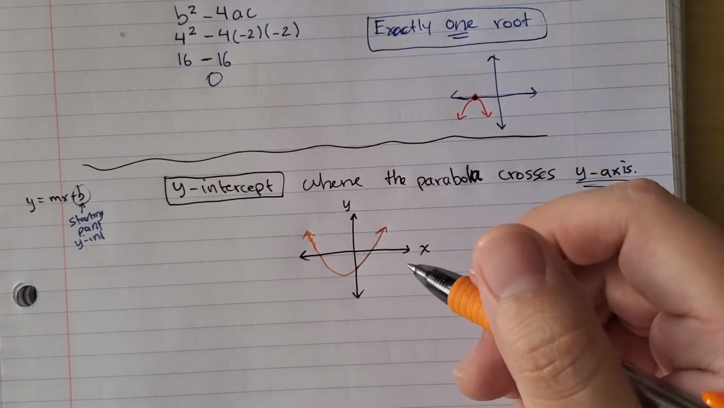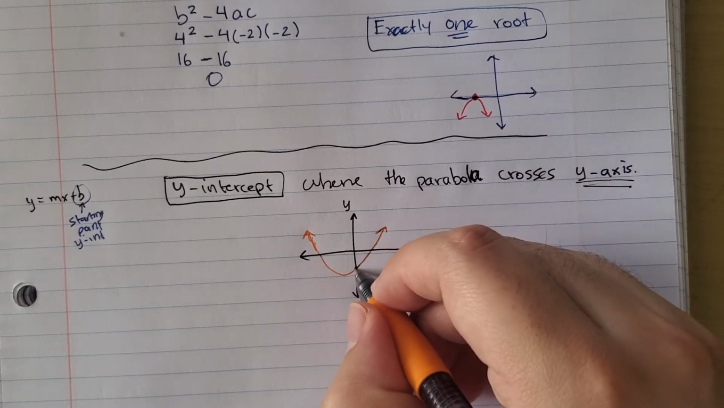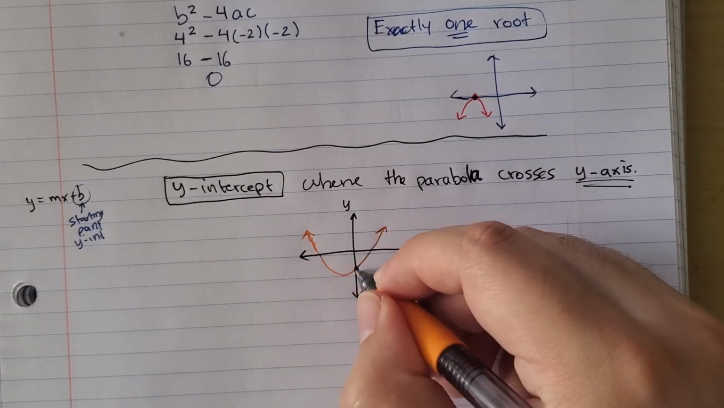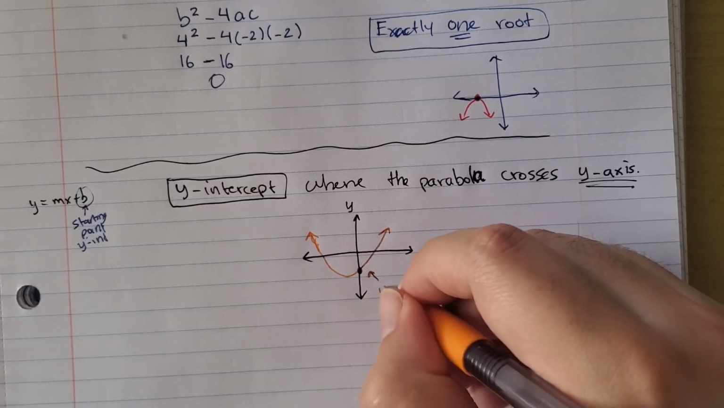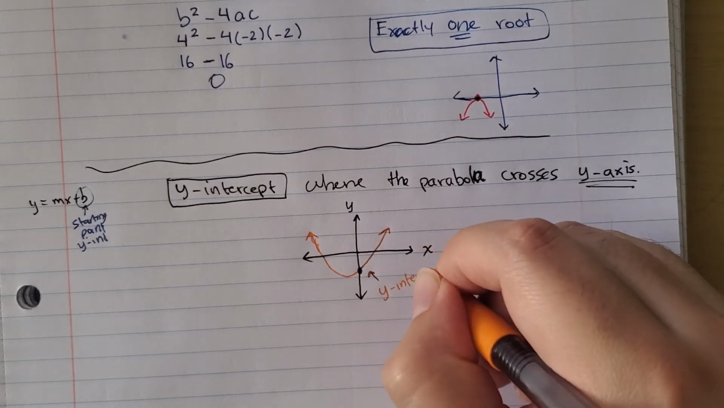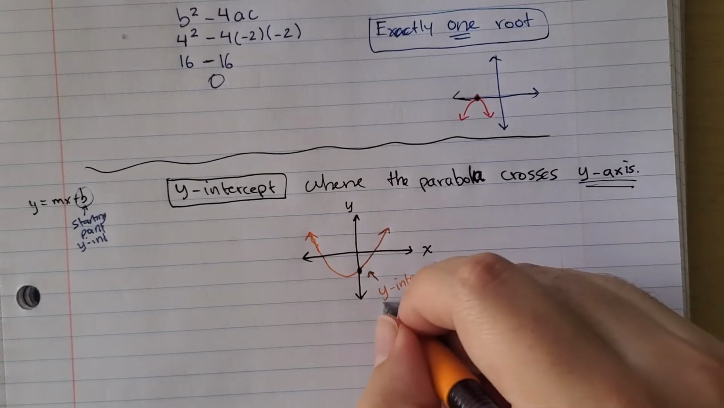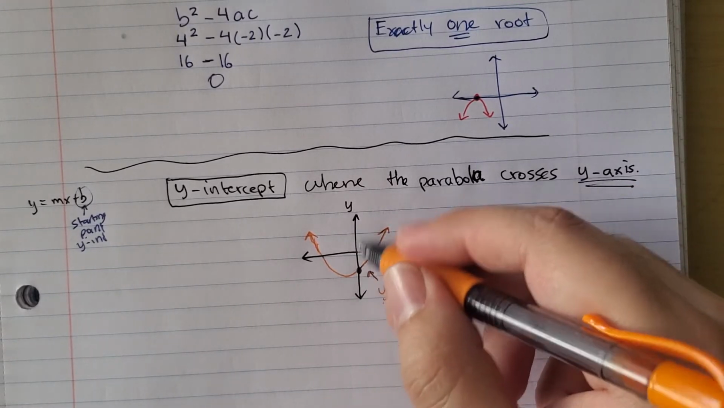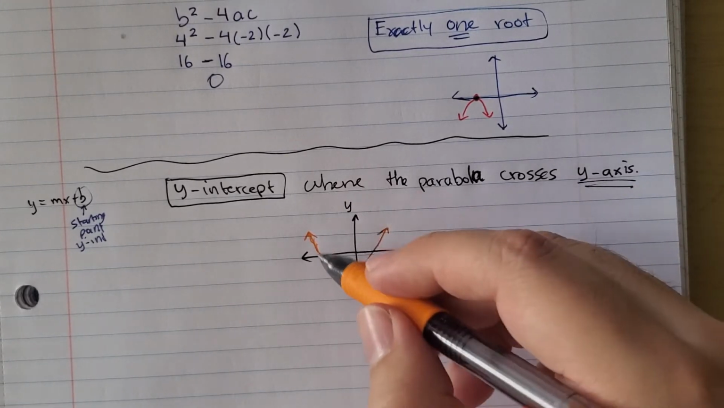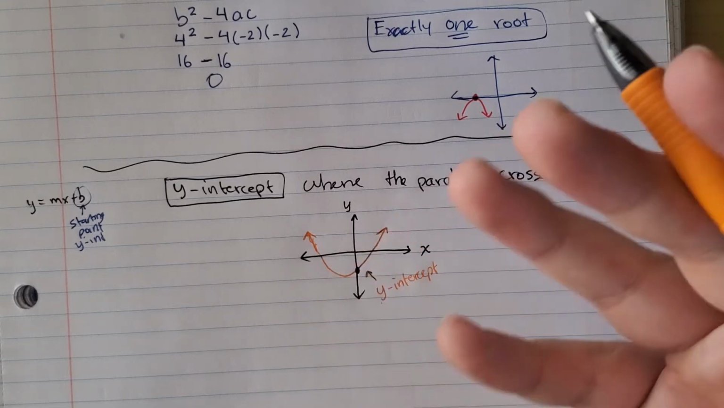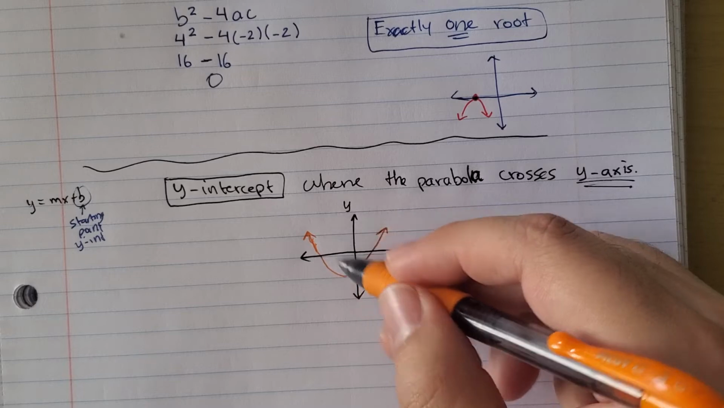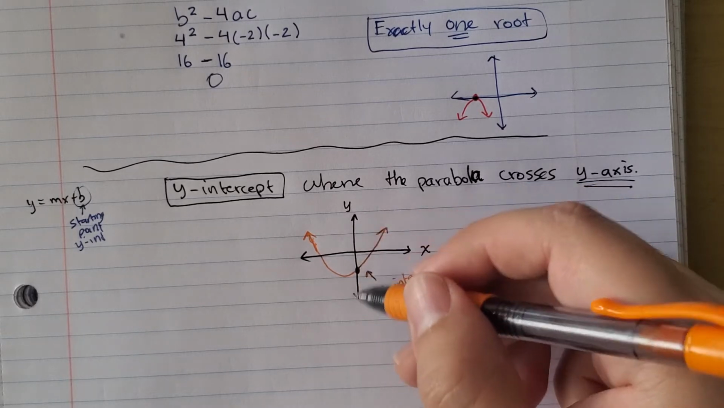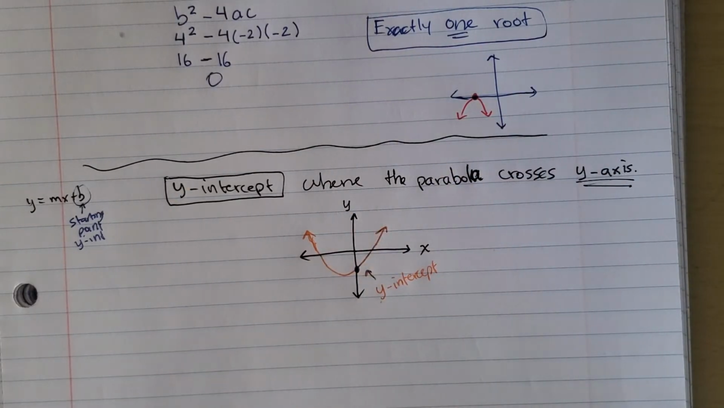But now it's going to be slightly different, because for the y-intercept, I'm looking at the y-axis, where it crosses this line right here, the one that goes up and down. So this is my y-intercept. Just like we talked about before, it's where it crosses this line, except the roots are where it crosses the x-axis. The y-intercept stays the same. Where does this graph touch this y-axis? So that is the question.